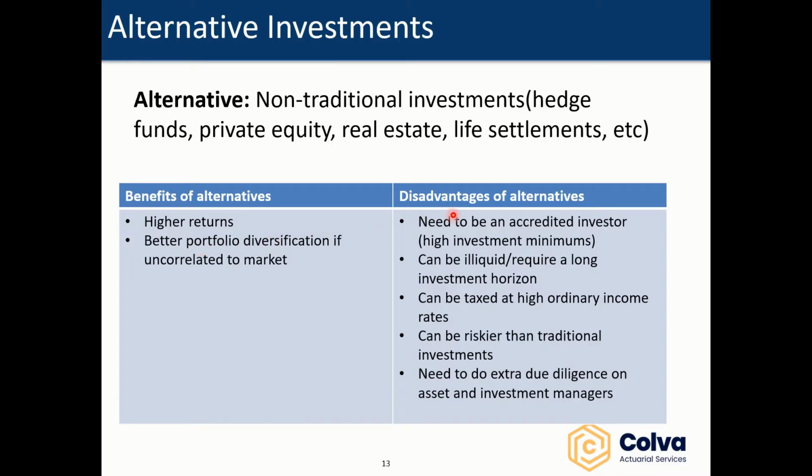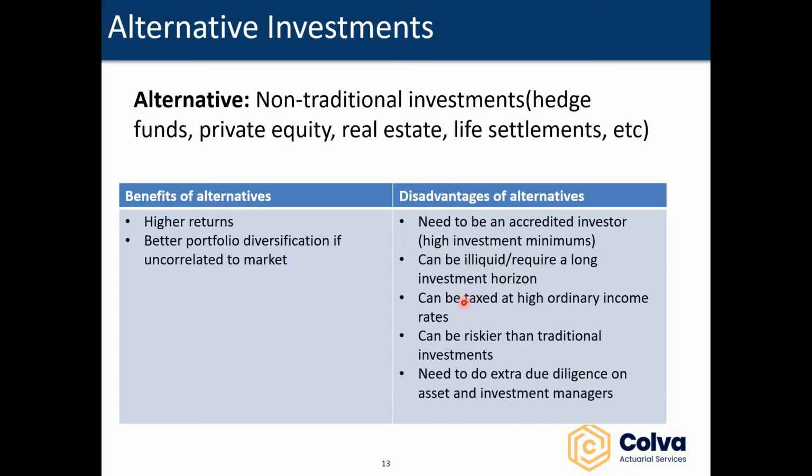Let's talk about the disadvantages of alternatives, right? One is that you need to be an accredited investor in order to invest in a lot of these alternatives. And that often means high investment minimums, right? Whereas you can invest in a mutual fund maybe at a minimum of $3,000 or ETFs with no minimum, often to invest in these kinds of non-traditional investments, you need $250,000, $500,000 at minimum for some of these investments. They can be illiquid, so there can be a long investment horizon. So if you want to invest today and get out tomorrow, you can't necessarily do that with alternative investments. You really have to be looking at a longer term period, so maybe 5 to 10 years at least.